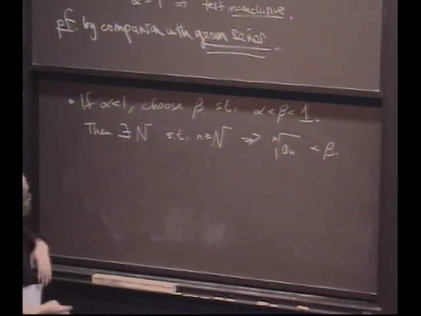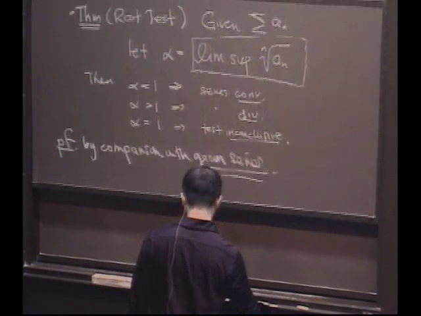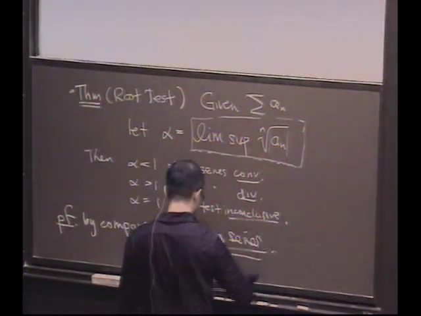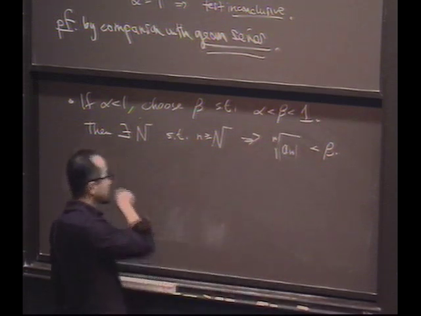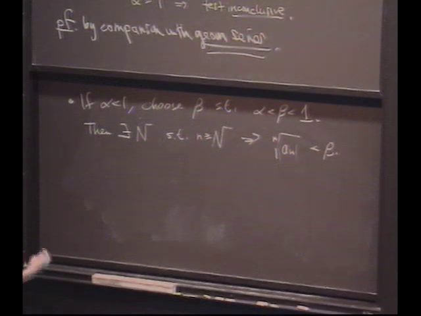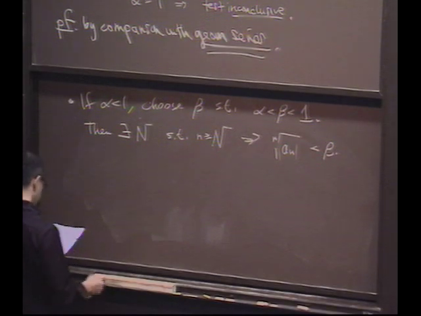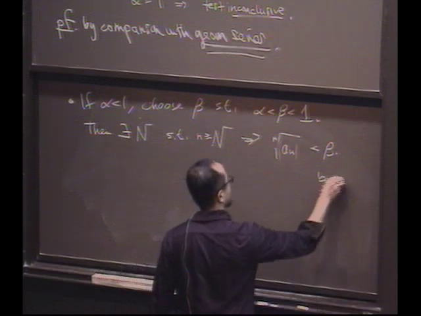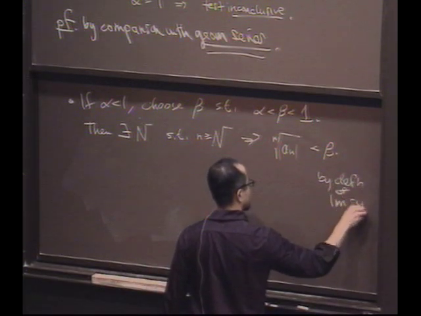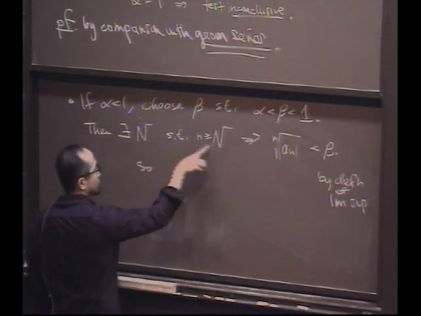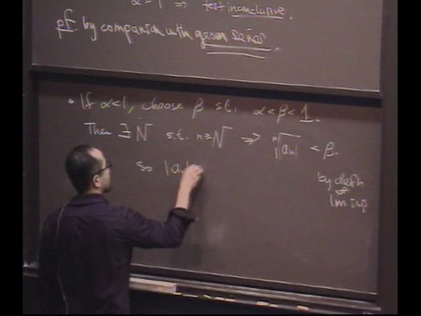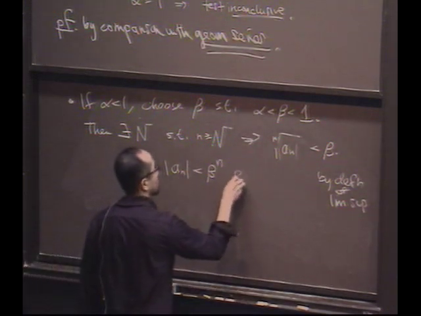Oh, by the way, that a_n really should be an absolute value, because the a_n might be negative. And similarly here. Okay. So there's a point beyond which all the terms are less than beta. Good. So we're going to compare with a geometric series whose ratio is beta. And now, from here on out, you can probably see what to do. This is by the definition of lim sup. But what does this thing mean? This is the same as saying, for little n bigger than big N, the absolute value of a_n is less than beta to the n.